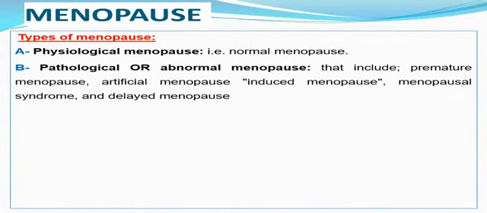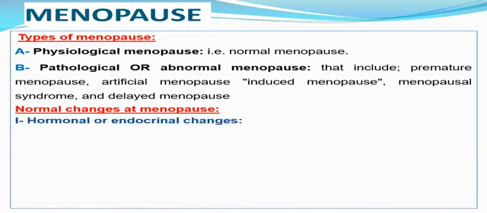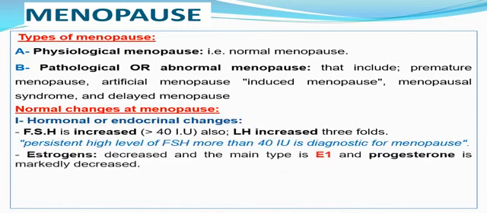What are the types of menopause and normal changes occurring at menopause? Menopause may be physiological or pathological. A physiological menopause is normal changes occurring by the previous definition and according to its age, with no need for treatment. But pathological menopause, or abnormal menopause, includes premature menopause, artificial menopause, menopausal syndrome, and delayed menopause.